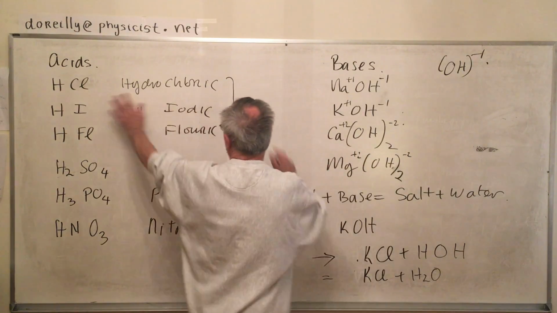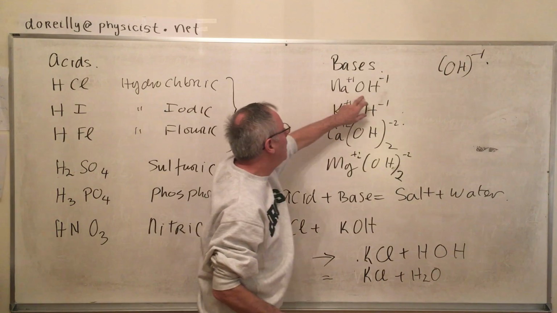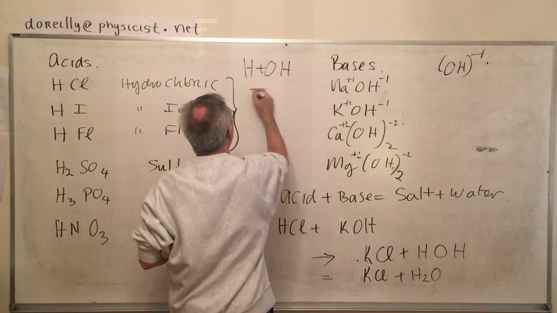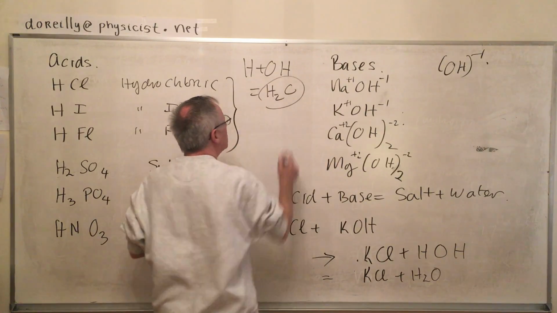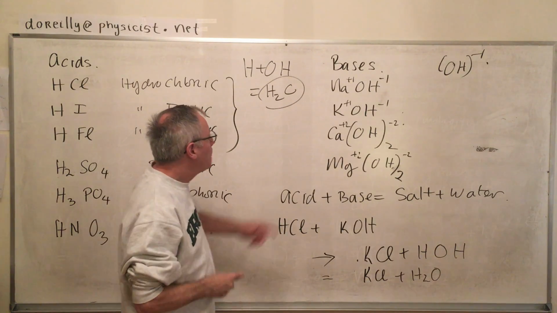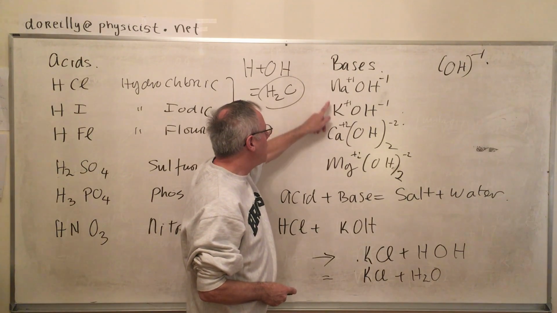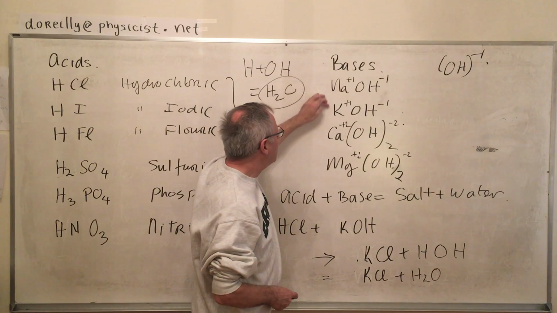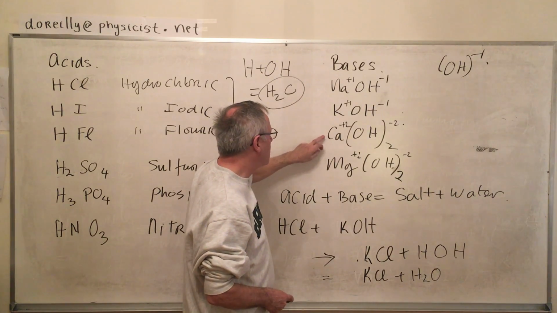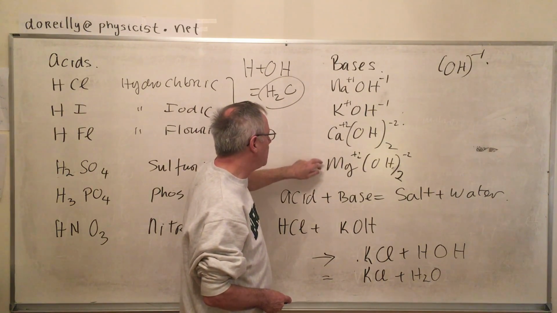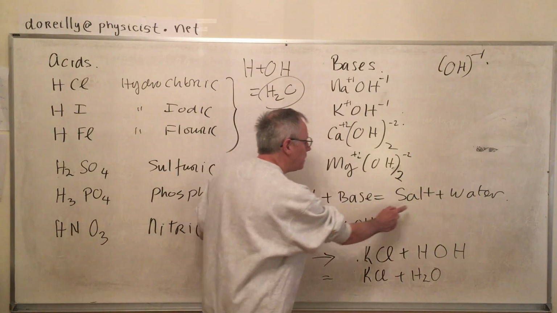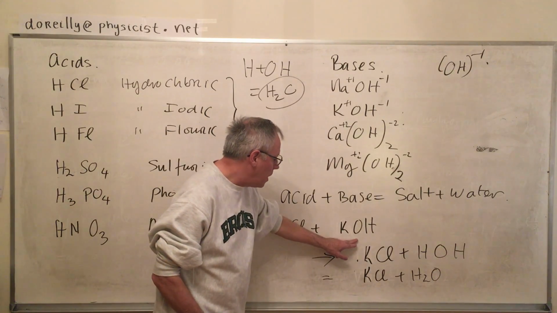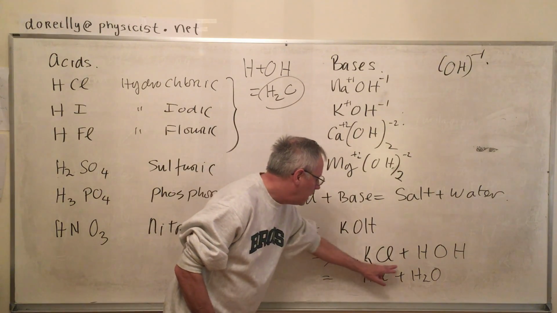Now, bases. These guys all have an OH. And it's no coincidence that H plus OH gives H2O, which is going to be at a pH of 7, or neutral. So, sodium hydroxide, potassium hydroxide. These are single valence elements. Calcium hydroxide, magnesium hydroxide. Double valence elements. Acid plus base gives us salt and water. For example, hydrochloric acid plus potassium hydroxide gives potassium chloride and water.